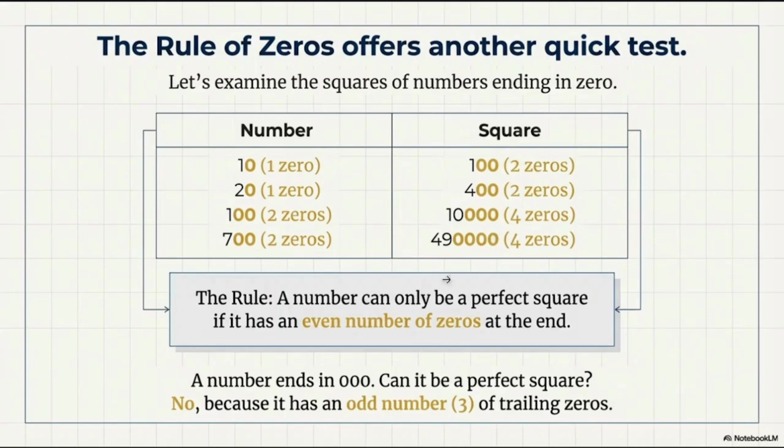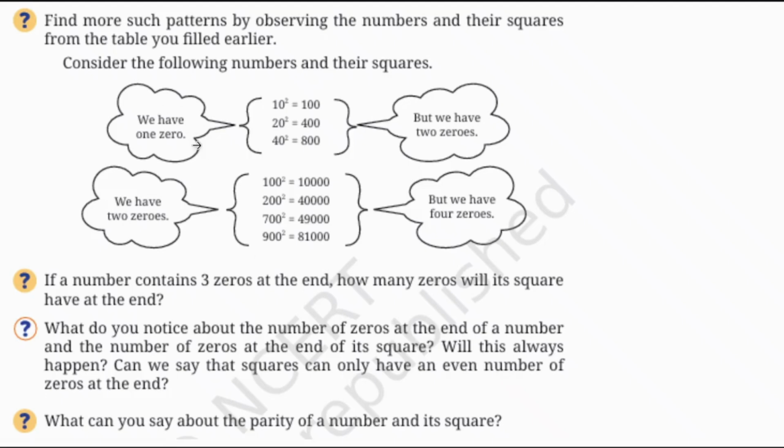Right? It means what we can say, a number can only be a perfect square if it has an even number of zeros at the end. And if it has odd number of zeros, no, it will not be a perfect square. So here you can see with 1 zero, the square number has 2 zeros. Here 2 zeros, the square number has 4 zeros. So if a number contains 3 zeros at the end, how many zeros will its square have at the end? If it is 3, double of 3 is what? 6. So yes, its square will end with 6 zeros.